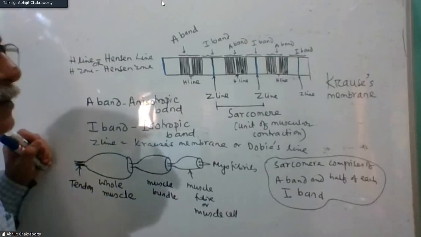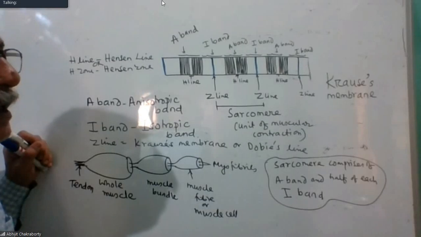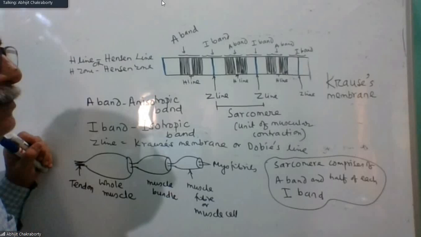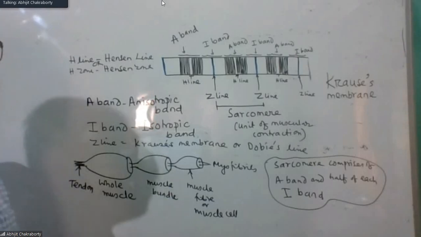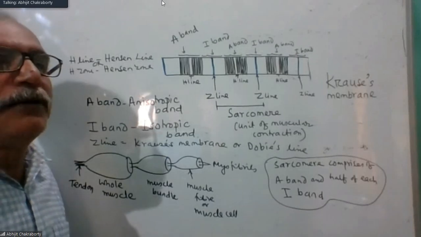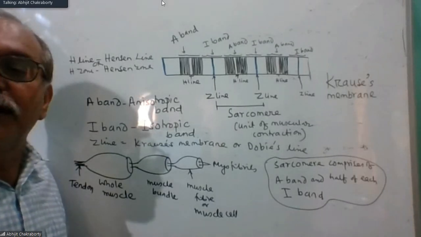All of them have functions because these bands are two, A band and I band. The A band is mainly made of myosin protein, and the I band is mainly made of actin protein. During muscular contraction, the myosin head binds to actin to initiate muscular contraction.